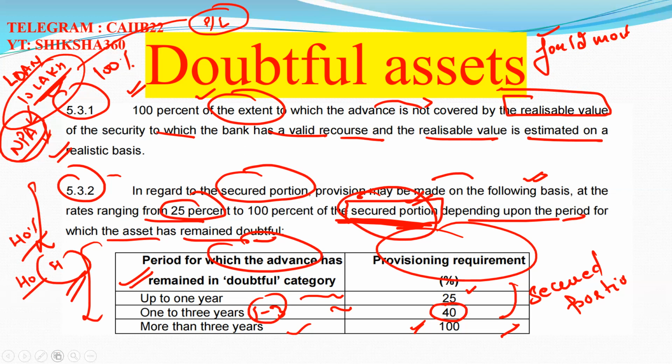Doubtful asset we have already discussed. Up to 1 year 25%, 1 to 3 years 40%, and more than 3 years it is to be 100%. You have to remember these values.